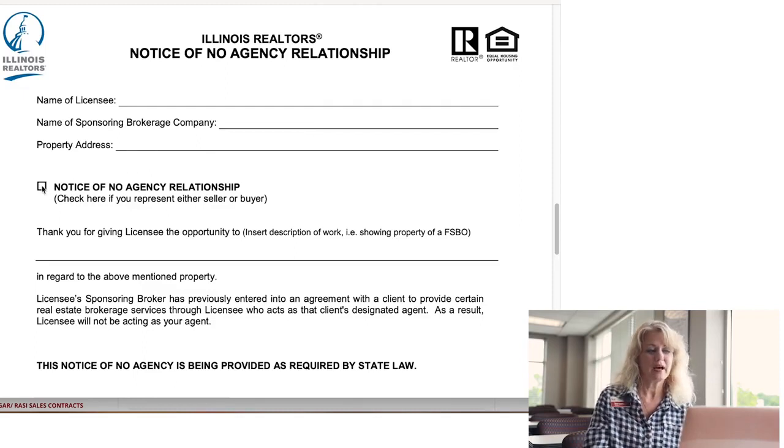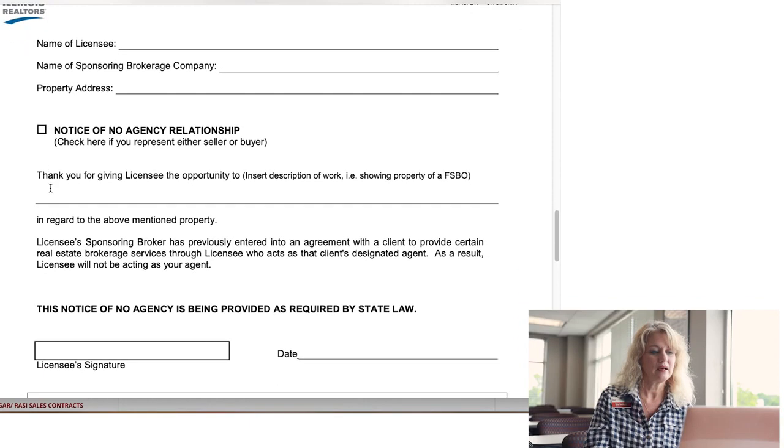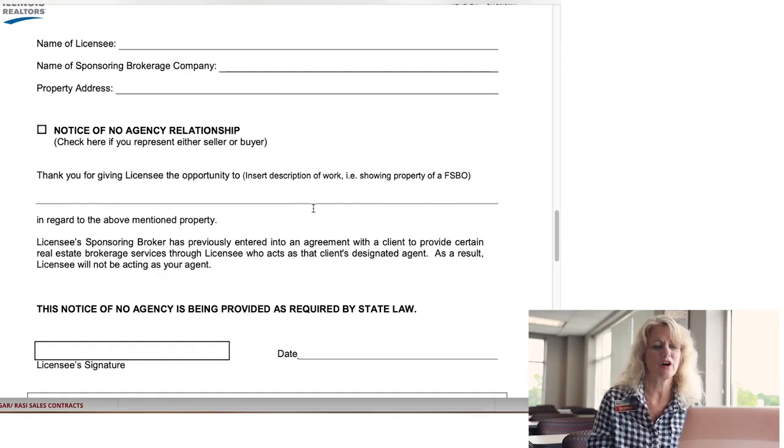You would mark this box, Notice of No Agency relationship, and then on this line, it's a little confusing, I know. There's examples here in the parentheses. Thank you for giving licensee the opportunity to, and then you insert a description of your work. In other words, showing the property of a FSBO. You could say showing the property and presenting an offer of a FSBO if your client decides to offer.